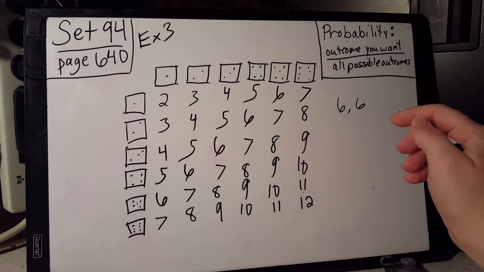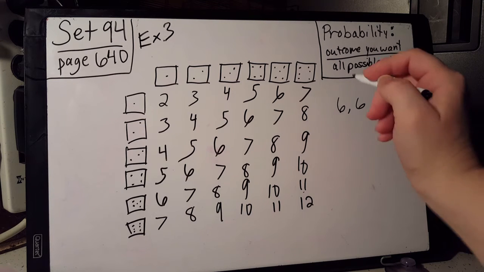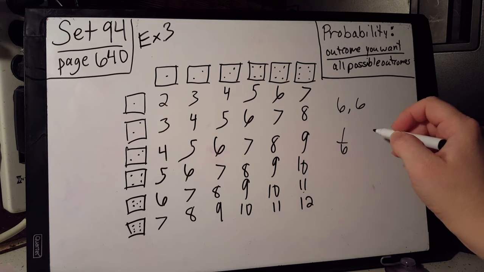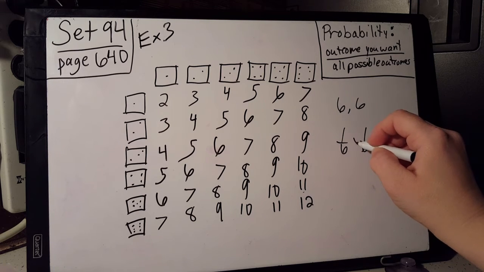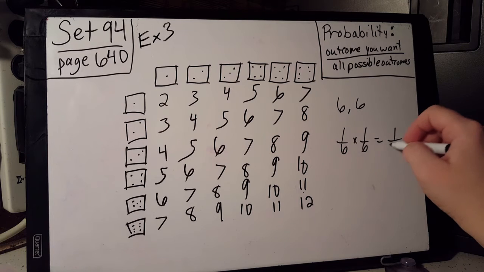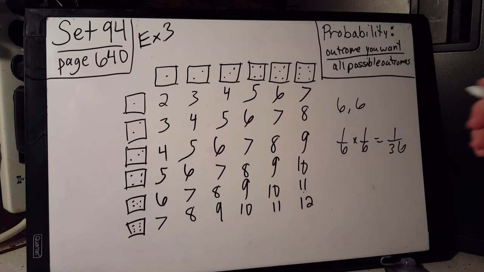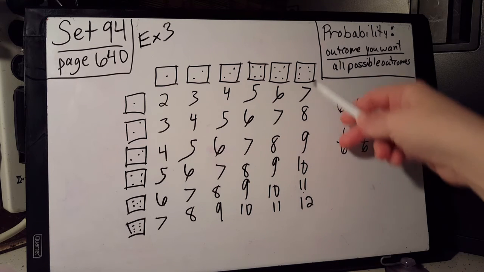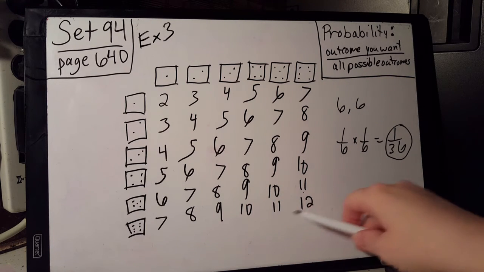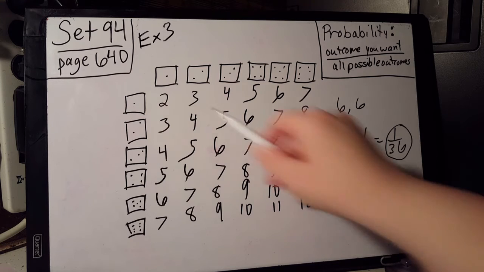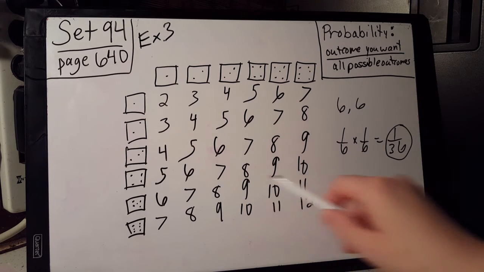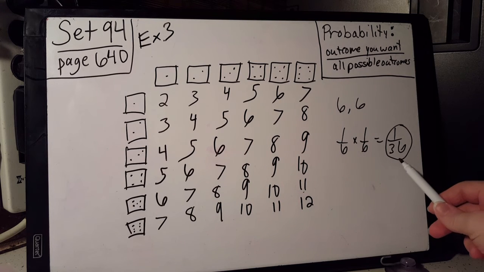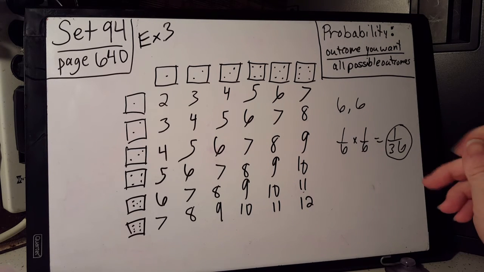So what's the chance of rolling a 6 on the first die? You have 1 out of 6. What's the chance of rolling a 6 on the second die? 1 out of 6. And you multiply those together and you get 1 out of 36. This is also shown, if you look at the board here, there's only one 12, because we know 12 would only come from 6 and 6. So you have a 1, and there's 36 possible outcomes if you counted all these numbers. So 1 out of 36 could equal 12. That's how you do example 3.